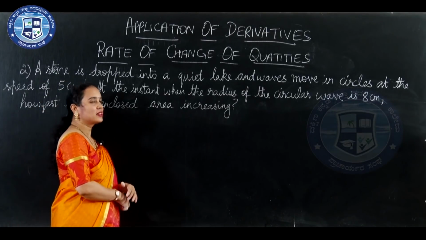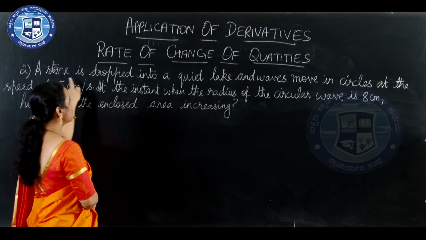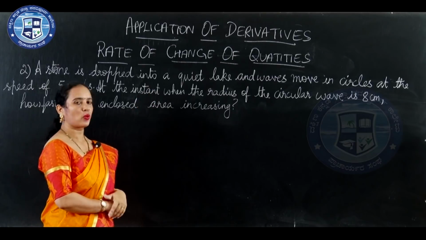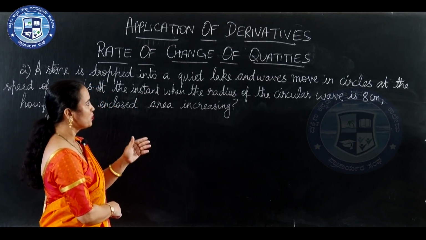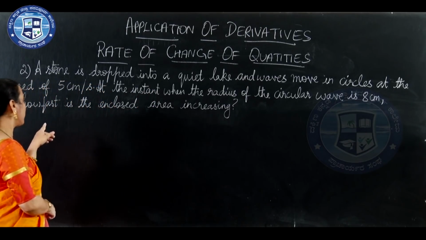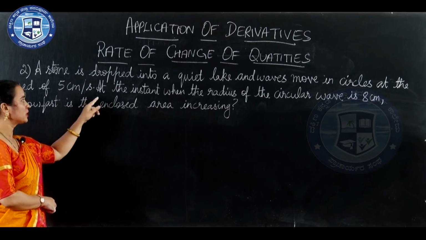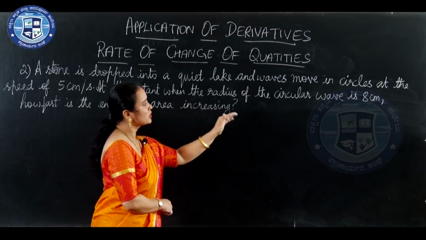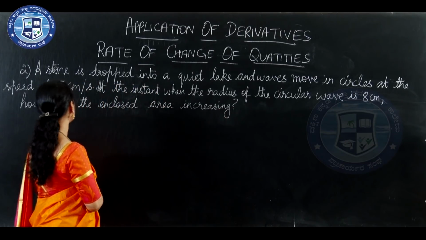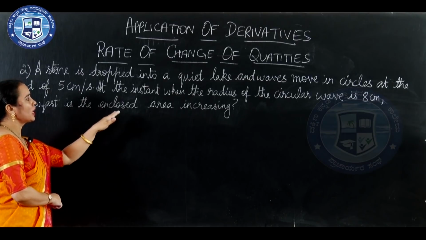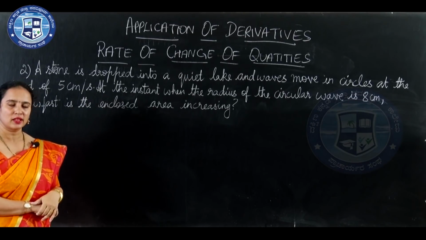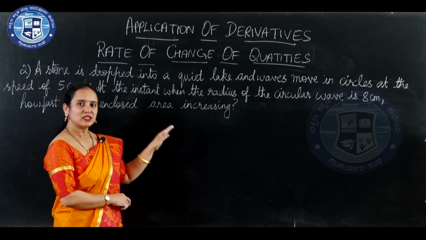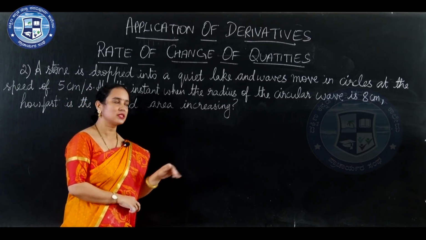Have a look at the second problem. A stone is dropped into a quiet lake and waves move in circles at the speed of 5 centimeter per second. At the instant when the radius of the circular wave is 8 centimeter, how fast is the enclosed area increasing? Now first let us write what is given and what is asked.